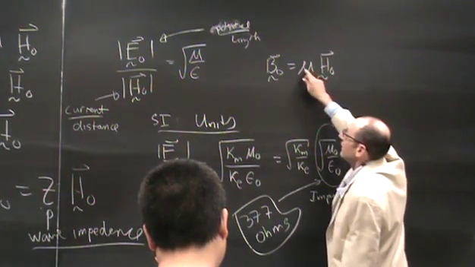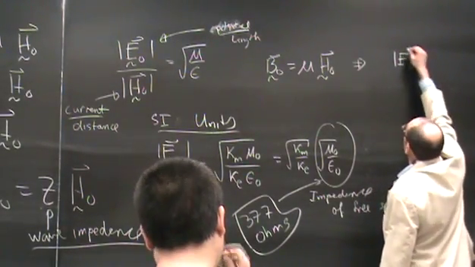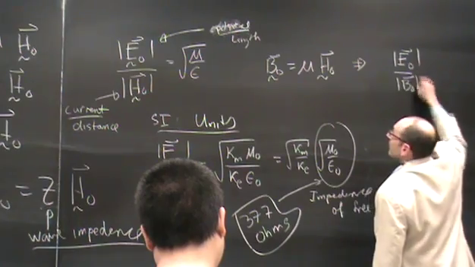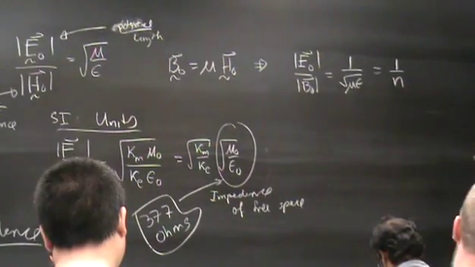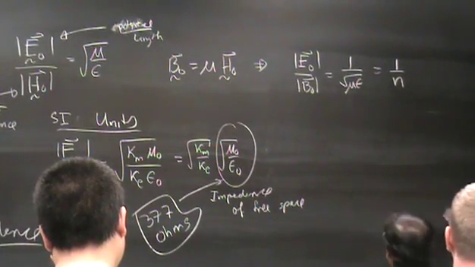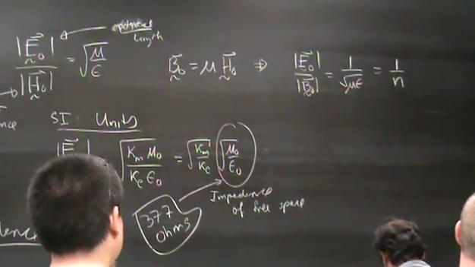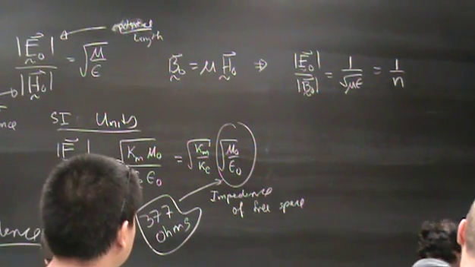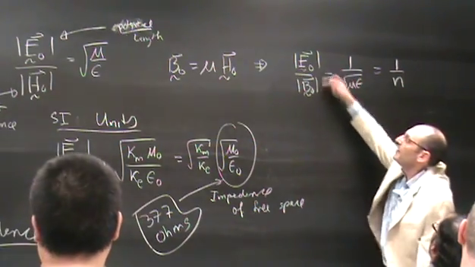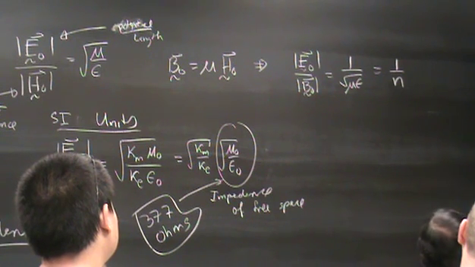That means H is B over mu, and therefore this is equal to 1 over the square root, which is 1 over the index of refraction. If I wanted to know the magnitude of the B field in an electromagnetic wave in a dielectric: in vacuum, we said that E and B have the same magnitude, but inside a dielectric with index of refraction n, they are not.